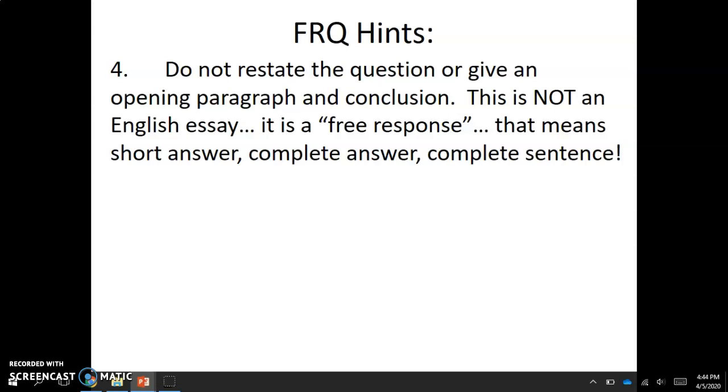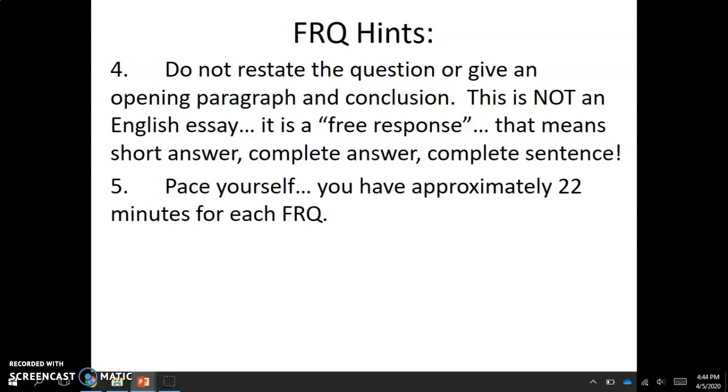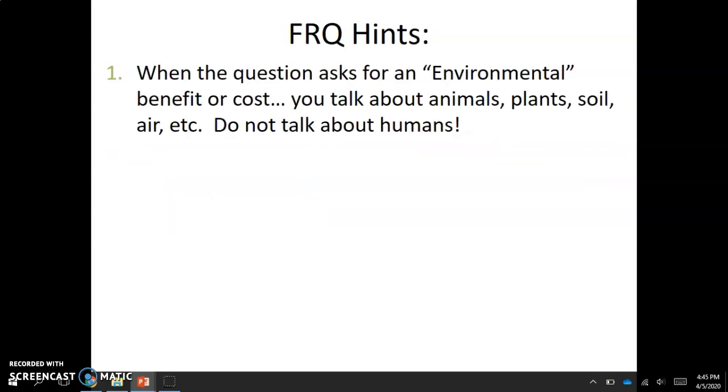Don't restate the question or give an open paragraph conclusion. No, we don't want that. It's short, sweet, to the point. Include the scientific evidence. This is scientific writing. It's not fluff, right? Pace yourself. You got 25 minutes for your first one and 15 for your second, and there's not going to be anybody in that room with you telling you to check your watch, okay? So you guys are responsible enough to keep an eye on the time. I believe you can do it.